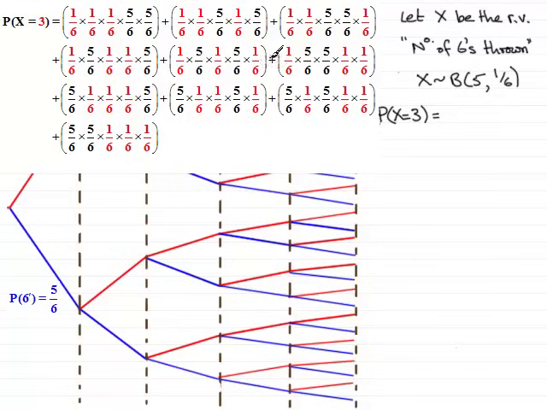And I could, as I say, look at all the different ways, like in this last one here. I don't throw a 6, I don't throw a 6, and then I do on the next 3 goes. That's this path down through here. Not a 6, not a 6, then a 6, then a 6, then a 6.